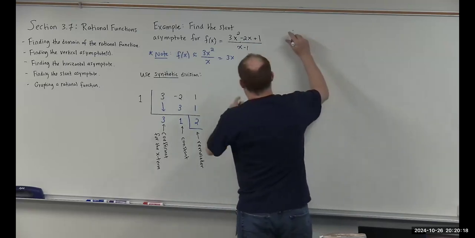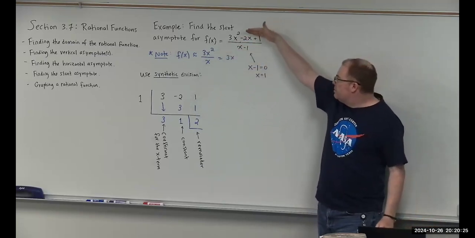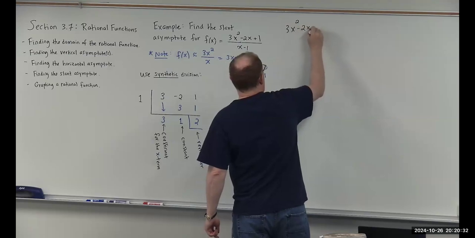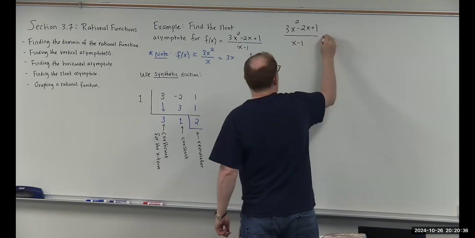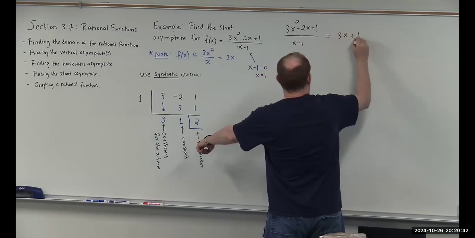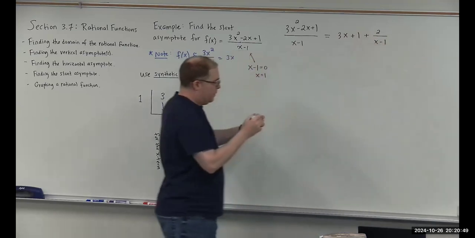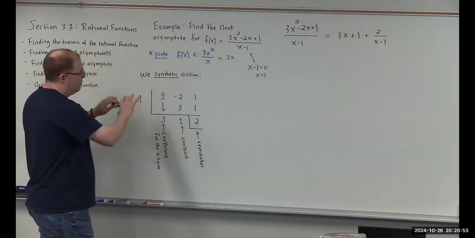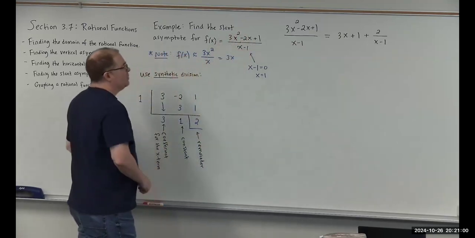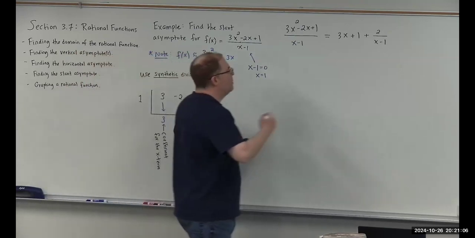So remember what this means. We're taking this divided by this, so we have 3x squared minus 2x plus 1 all divided by x minus 1. This is equal to 3x plus 1, plus the remainder over x minus 1. This kind of division algorithm is a way to rewrite this. And so it turns out that our slant asymptote is this.